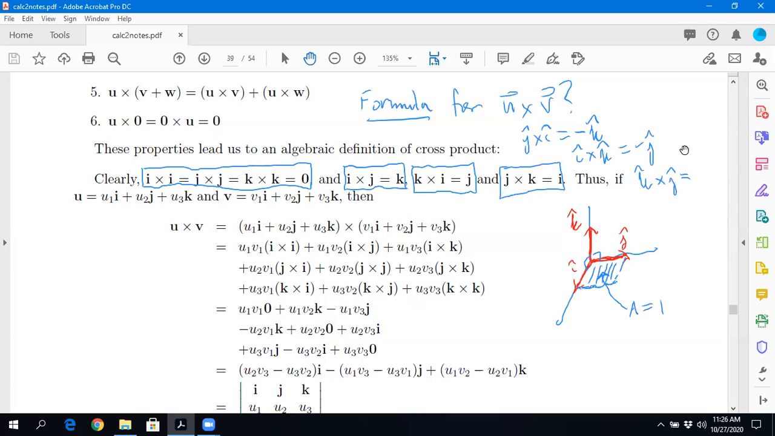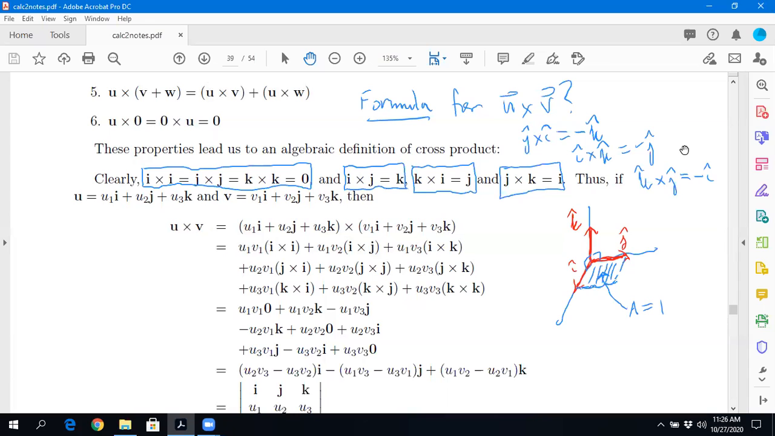What about K cross J? Well, it's negative I. You know what I'm saying? So I cross with itself, J crosses itself, K crosses itself. That's the zero vector. I cross J is K, K cross I is J, J cross K is I. Okay. And we're going to use all of that.